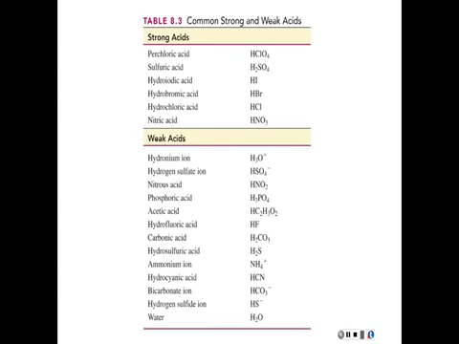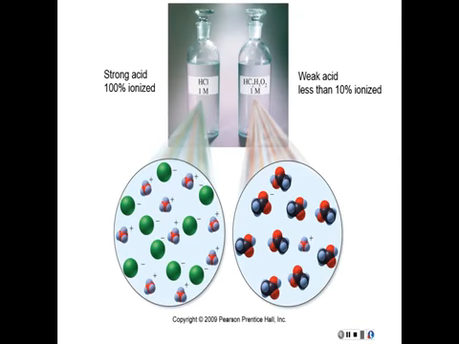And here's another table where we have some common strong and weak acids. You notice that there aren't that many strong acids. And there's a whole bunch of different weak acids. What really makes an acid strong or weak is how much it ionizes in water.